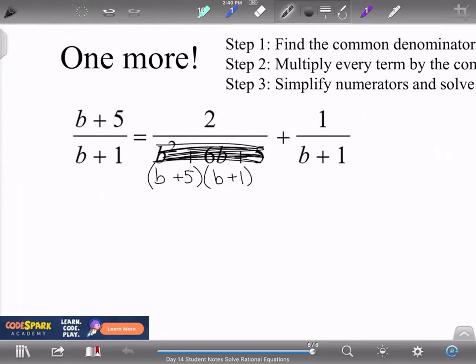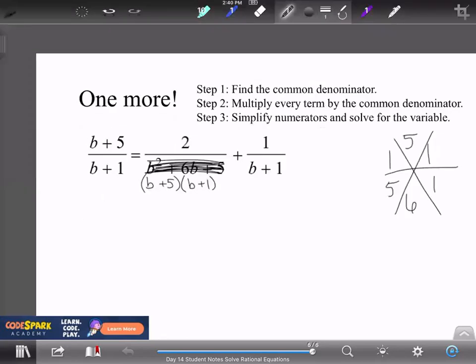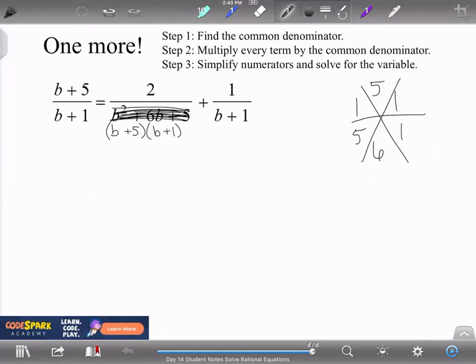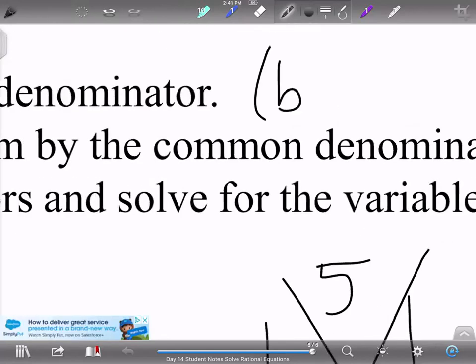All right, so hopefully when you factored the quadratic in the denominator, you ended up with b plus 5 times b plus 1 as your two factors. In this case, when you go to find your common denominator, the first thing I notice is the b plus 1. So I'm going to put b plus 1.